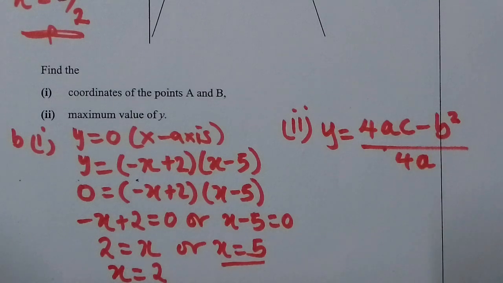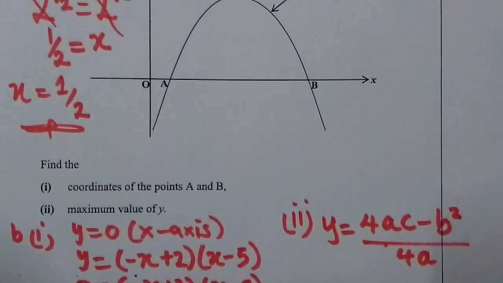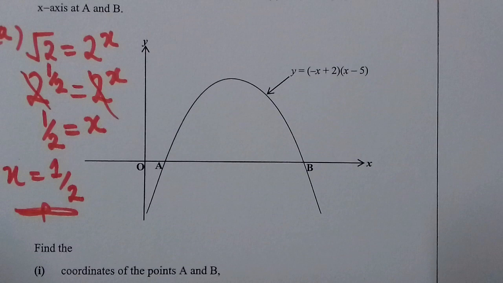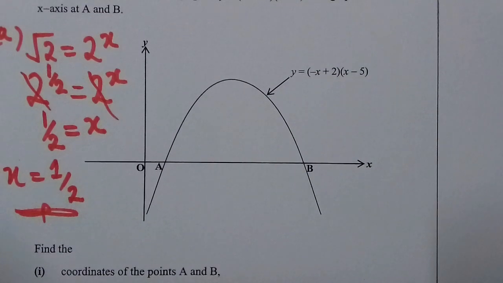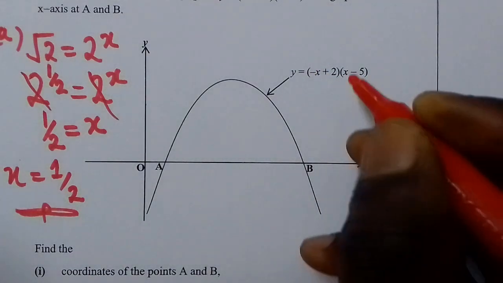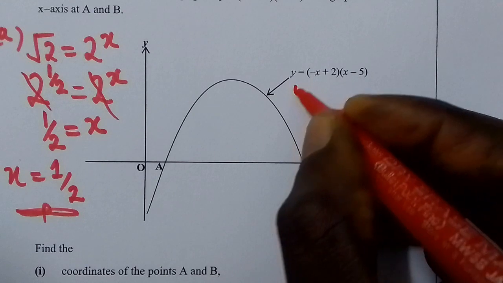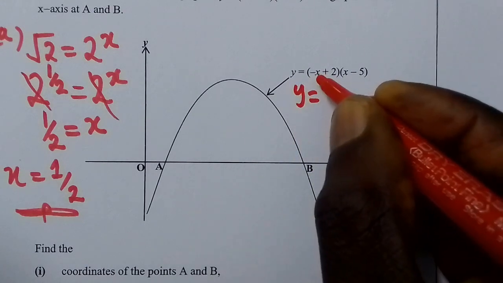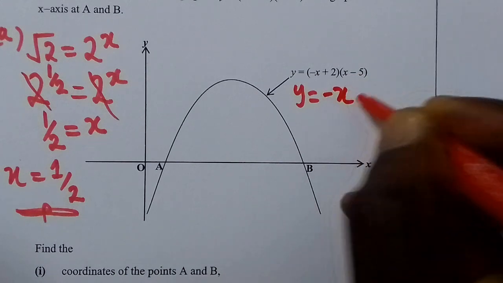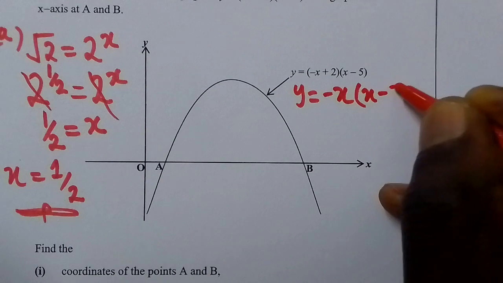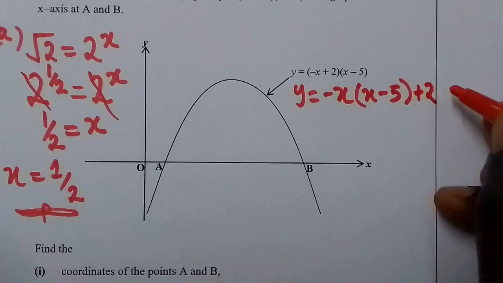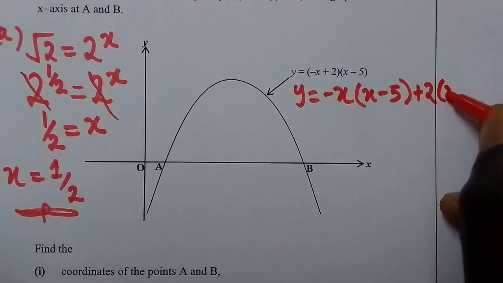Now, to get this, we first of all need to expand and simplify the equation we've been given here. So we need the values of a, b, and c. For that, we expand this and simplify it. This is going to give the following: y equal to, so this negative x is going to multiply with x minus 5. So I'll write negative x multiplying with x minus 5, and positive 2 is going to multiply with x minus 5 also.